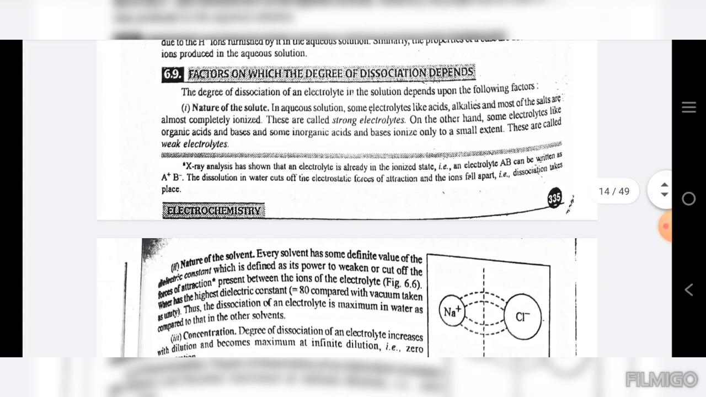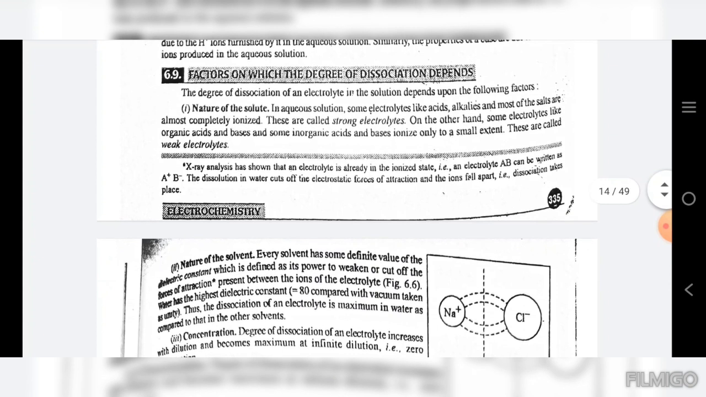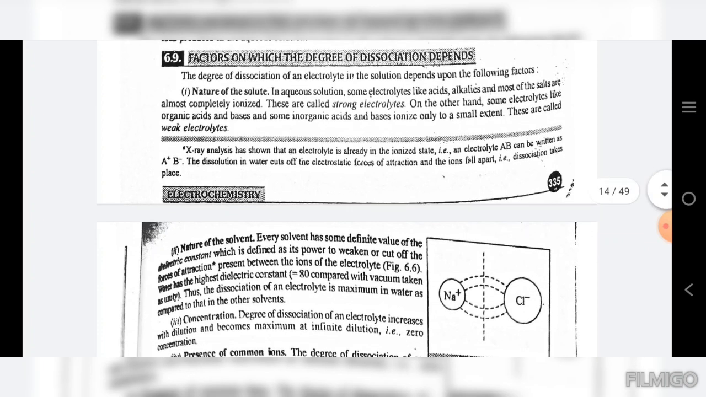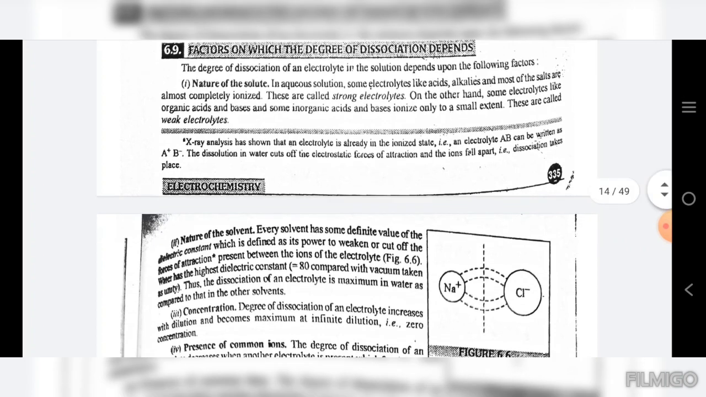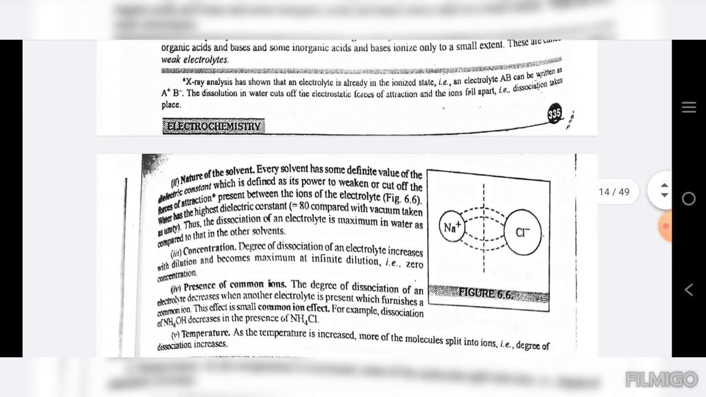Factors on which the degree of dissociation depends. The degree of dissociation of an electrolyte in the solution depends upon the following factors. Nature of the solute. In aqueous solution, some electrolytes like acids, alkalis, and most of the salts are almost completely ionized. These are called strong electrolytes. On the other hand, some electrolytes like organic acids and bases and some inorganic acids and bases ionize only to a small extent. These are called weak electrolytes.